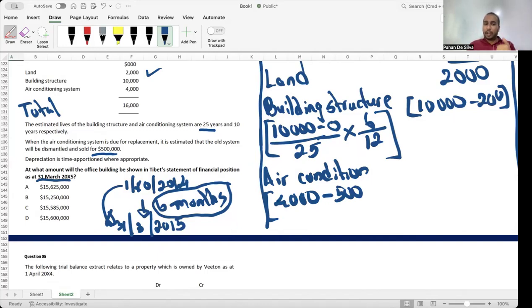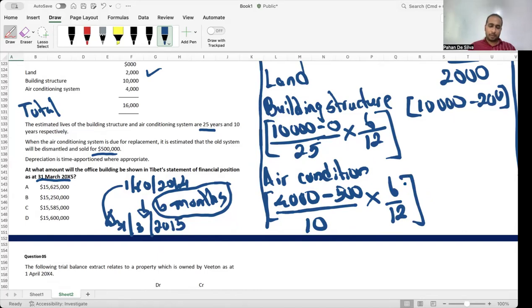Here it is not exactly the same thing, but in the question they have given us some indication of the residual amount. So from the cost you deduct the residual amount, and you divide this by the useful life, which is 10 years. This gives us the annual depreciation. But we have used this air conditioning system only for 6 months. So we have to time proportion the depreciation. For that, you divide this by 12 and multiply by 6. So what is the amount?